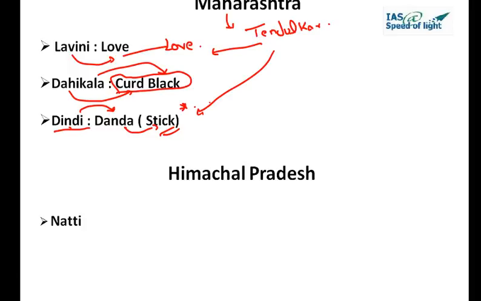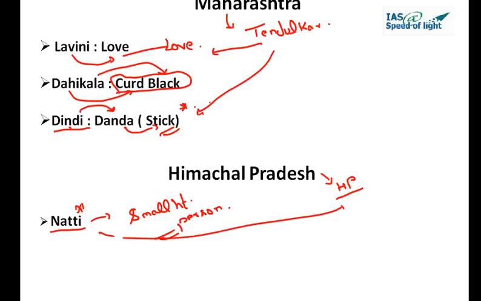Next state is Himachal Pradesh. Himachal Pradesh is HP. HP is an HP laptop, and the dance which we have to remember for Himachal Pradesh is Nati. Nati is a Hindi word for a small height person. So nata, nati we say in Hindi, for that person, ye bahut nata hai, ye bahut nati hai, a small height person. So HP laptops are very good for small height people, nati people or nata people.